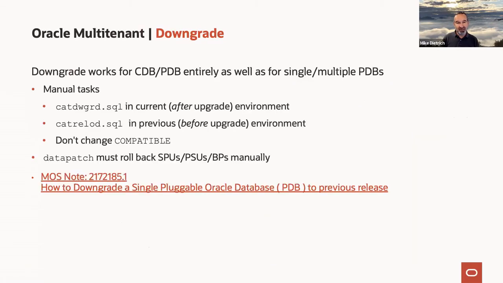And downgrade works as it worked for regular databases as well. Here you do it manually. AutoUpgrade doesn't do that for you. You run the catdowngrade script at first, then you unplug your PDB and you plug back into the source, which has the same compatibility, and then you run catreload, and you must roll patches with datapatch manually afterwards.